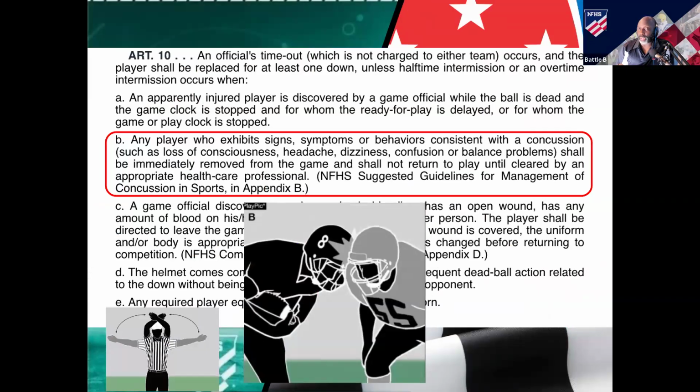Because if you're not in the case book, and all you do is go off the rules and not use the case book to help you learn how to apply the rules to the game, then you may make a misapplication. You may think, oh, you got to go off the field no matter what, because he's injured, and that is not true. So let's look at the next one.